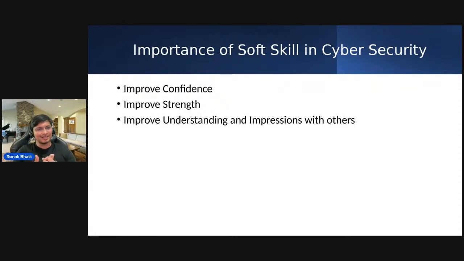And the third thing is, if you understand others and if people are understanding you, that will improve your impression. So if you are doing a government job in the cybersecurity domain, this is a very important task. I know I am just talking about what you have to do, how to enter, but this is the main purpose of all this.